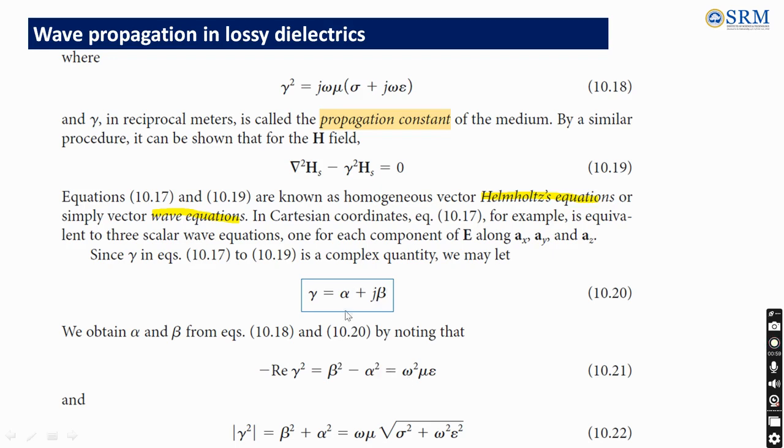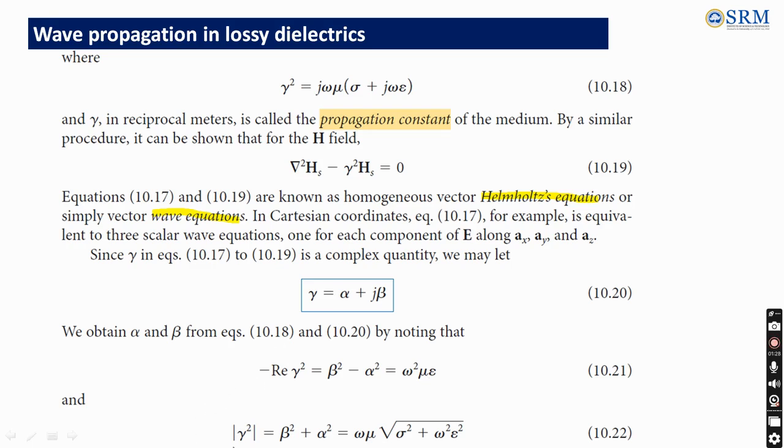So if we equate the right hand side to here, what is the real part here? This is imaginary. If I multiply both the j terms, we get minus 1, so it is equal to minus omega square mu epsilon. Okay, and already we have taken the negative of the real part, right? So this beta square minus alpha square is going to be this term.